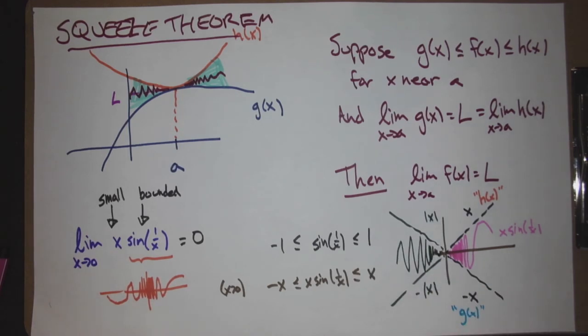Focus on intuitions. The intuition says small thing times bounded thing goes small. That's the intuition. Small times bounded goes to 0. All right. And when we ask you to apply squeeze theorem, it will be of that form. A small thing times a bounded thing, that's 0.